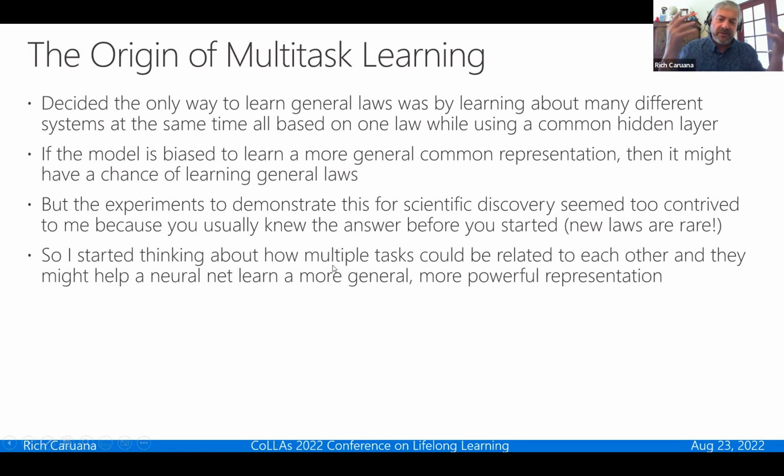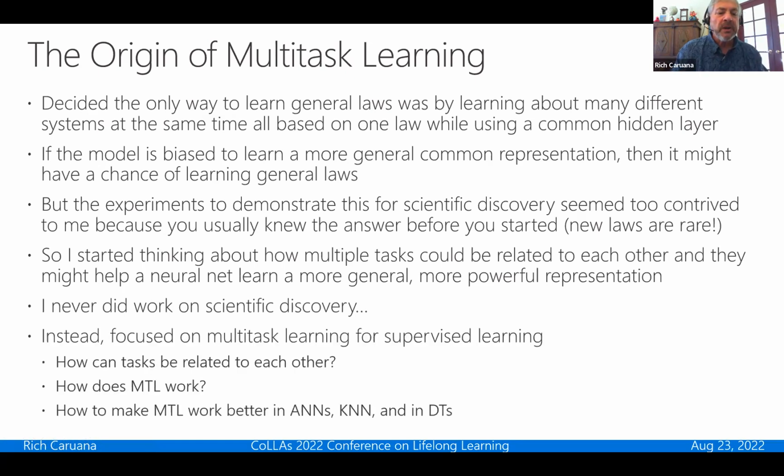And I just started thinking in general how multiple tasks in supervised learning could help each other if they were using a shared representation. And that's how multitask learning was born. I never ended up doing work on scientific discovery, even though that's how I started thinking about this. Instead, I focused on supervised learning and on things like how should tasks be related to each other? How can they help each other, harm each other? How does multitask learning actually work? What's the mechanism inside the neural net that makes it work? How do we make it better? How do we do it in other things, not only neural nets, but k-nearest neighbor, decision trees and stuff like that? So that's how I got interested and ended up working on multitask learning. It's really because I started asking a stupid question, which was how would we use supervised learning to do scientific law discovery? And then one thing led to the other, and that's where multitask learning came from.